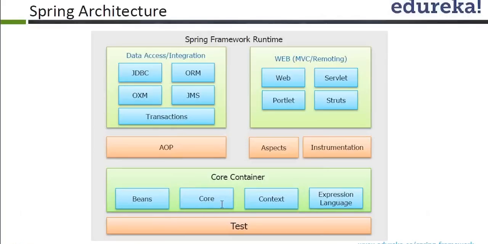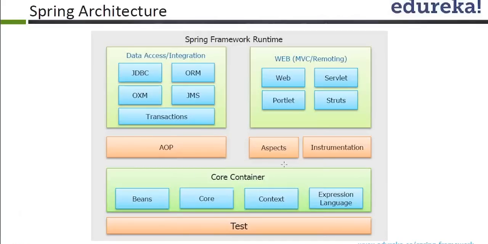So this core provides the fundamental parts of the framework, including IOC and dependency injection, right? Beans are basically an implementation of the factory pattern, we say. I will explain this as we go ahead. On the next slide, dependency injection, I will explain this, right? So context, again, is a medium to access objects defined and configured in your applications, right? We will also see application context, beans, all these things, and the expression language for querying and manipulating the object graph, right?